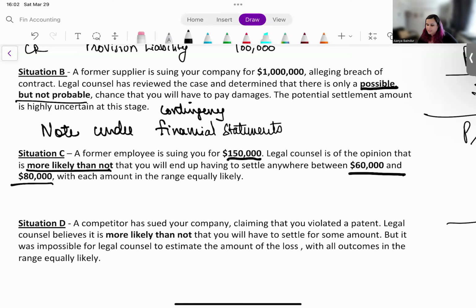So at times like this, we understand that this is a provision because we're going to have to pay something and we have an idea of how much it is. But now the amount will be a midpoint between 60,000 and 80,000, which if you average the two comes to 70,000.